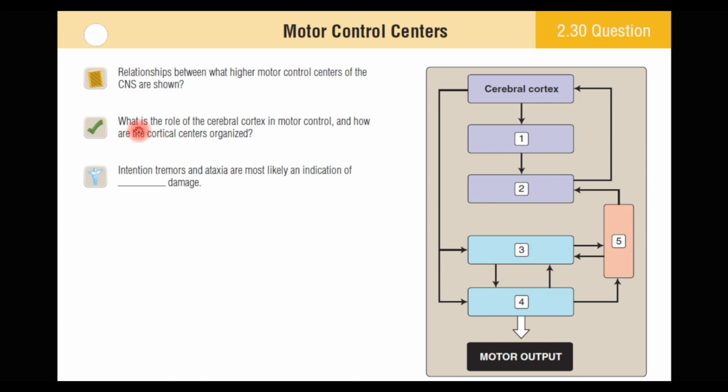Then we'll go to the role of the cerebral cortex in motor control and how the cortical centers are organized. Once you fill in, you will understand even the role of the cerebral cortex. And the third, clinical-based question is: intentional tremors and ataxia are most likely an indication of which damage? So we'll deal with which part of this can cause ataxia and intentional tremors. So pause the video, analyze these questions and then we'll jump into the answer.